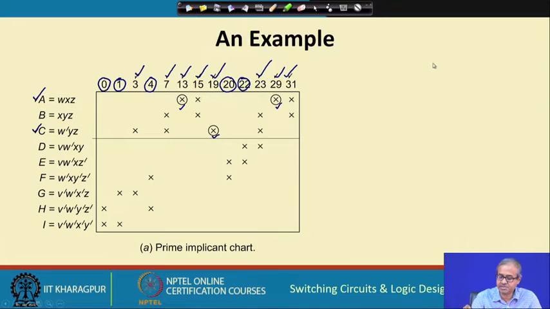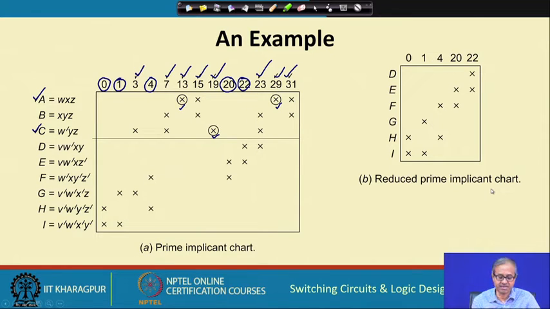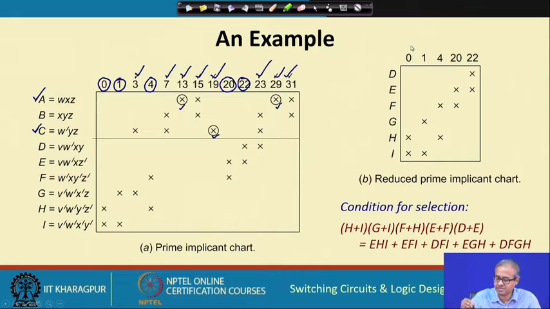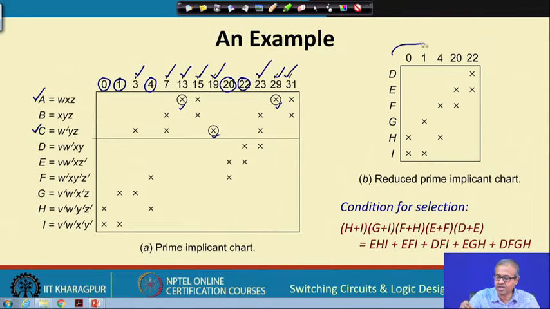So, the procedure is we first create a reduced prime implicant chart. So, what is this? The columns which have been covered are deleted, only 0, 1, 4, 20 and 22 are left. So, you only list these 5, and A and C have already been taken up. So, the remaining prime implicants are listed in the rows. Now you have a choice here. You see these remaining min terms can be covered by D, E, F, G, H, I in this way, these check marks. Now, we can very easily find out what is the minimum set of these prime implicants that cover all of them. How do we do it?